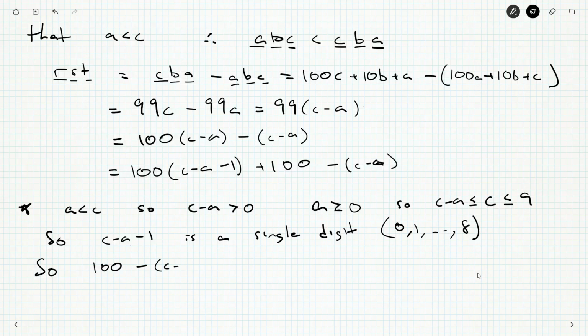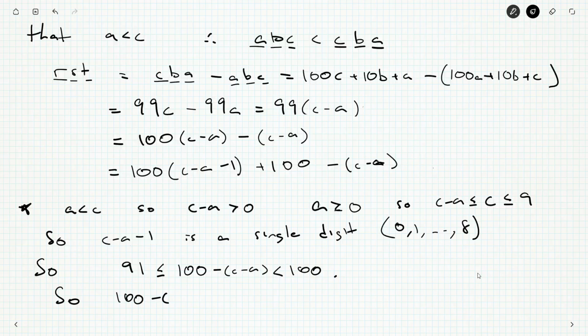So 100 minus C minus A is... so C minus A is at most 9, so 91 is less than or equal to 100 minus C minus A, which is less than 100. So 100 minus C minus A is equal to 10 times 9, because it's in the 90s, plus 10 minus C minus A. And I think combining these two will get us our 11 or something like that.